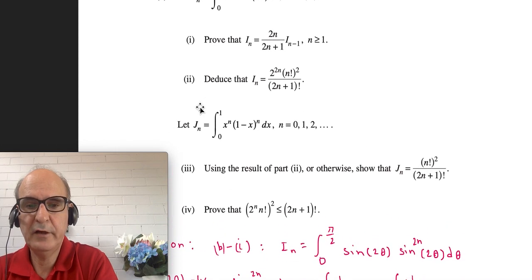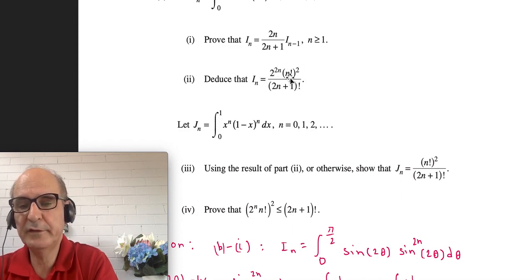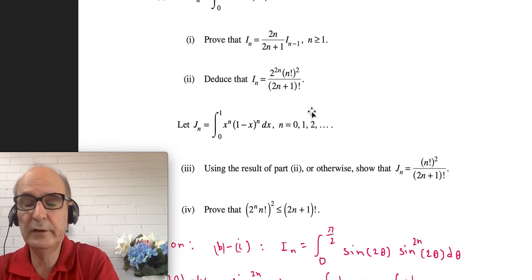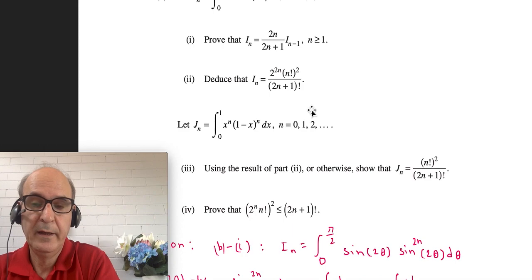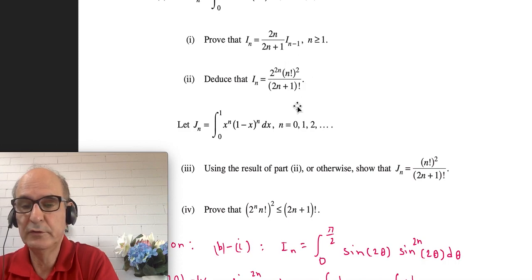For part II, deduce that I_n is equal to 2 to the power of 2n times n factorial, all to the power of 2, over factorial of 2n plus 1. So basically, from this, we have to get to this statement.